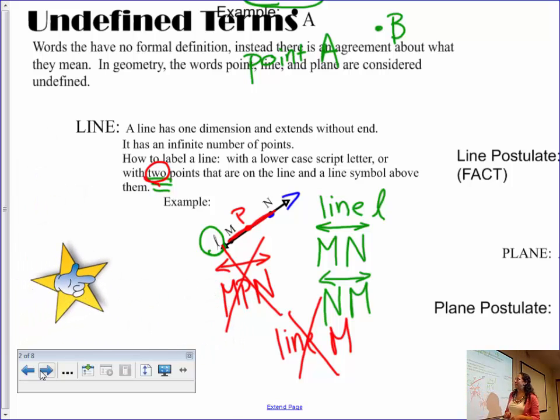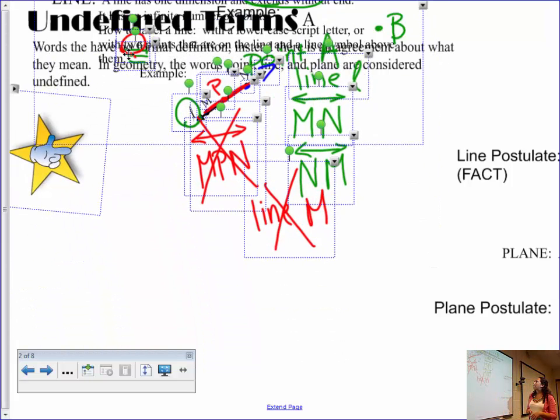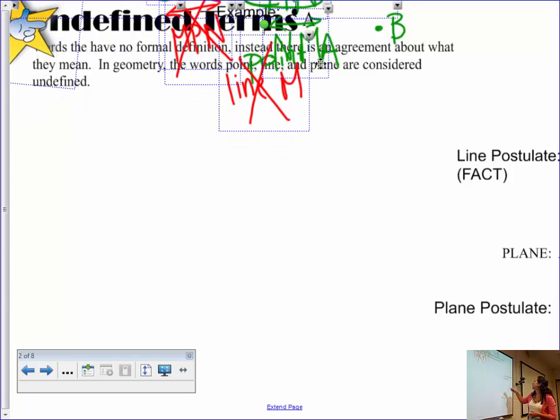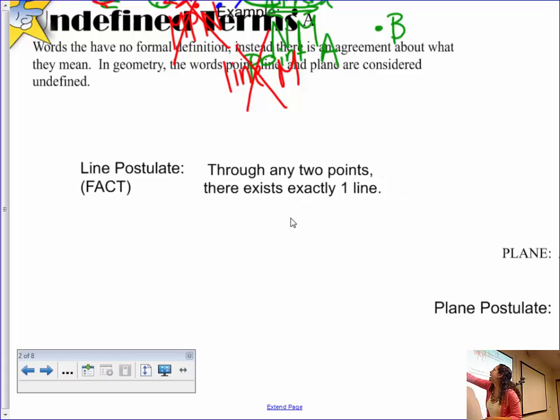If I can have my lovely assistant move everything over. Sure. And then we're going to go ahead and talk about a postulate. Now, a postulate is a fact. Okay? It's something that, as mathematicians, the community agree this is true. It's always going to be true. The line postulate says that through any 2 points, there exists exactly one line. So any point anywhere connects to any other point anywhere else.